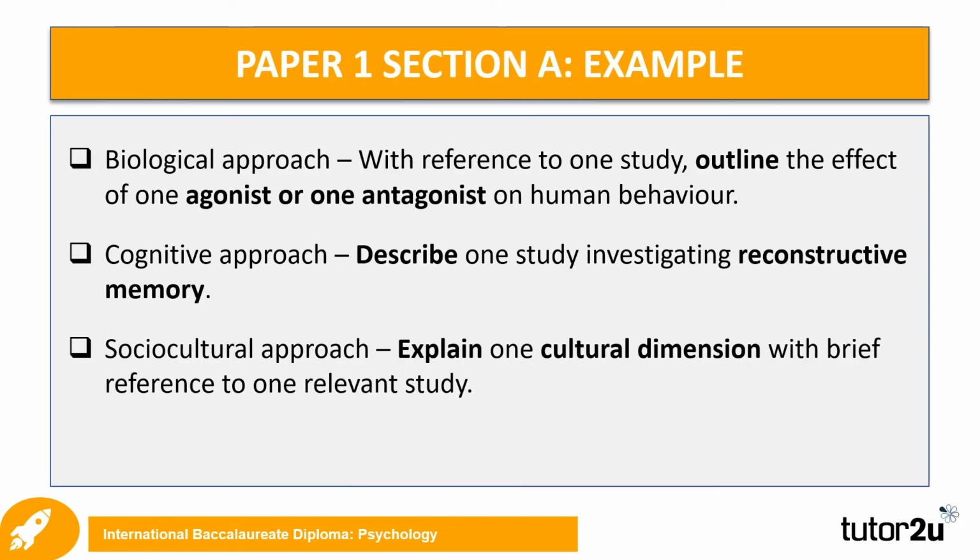Here are some example questions for Paper 1, Section A. With reference to one study, outline the effect of one agonist or one antagonist on human behavior. Agonists and antagonists are specific terms related to neurotransmitters. Describe one study investigating reconstructive memory. Explain one cultural dimension with brief reference to one relevant study.